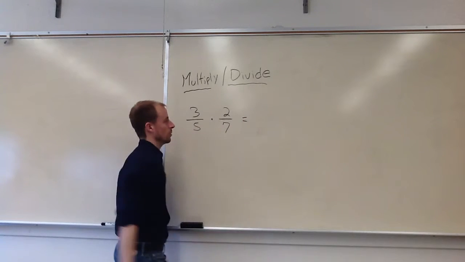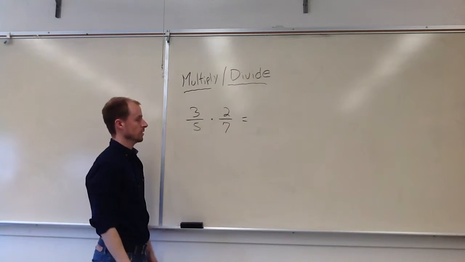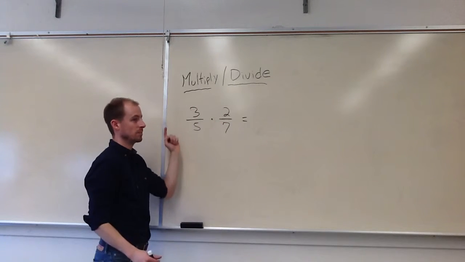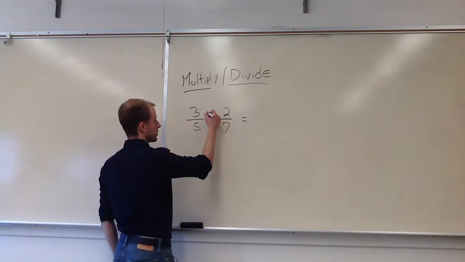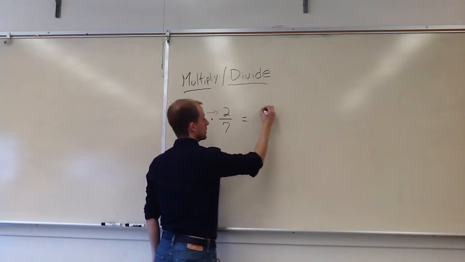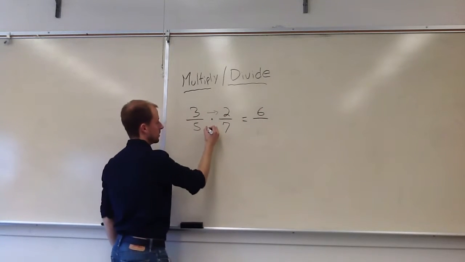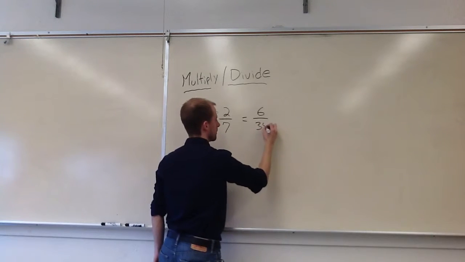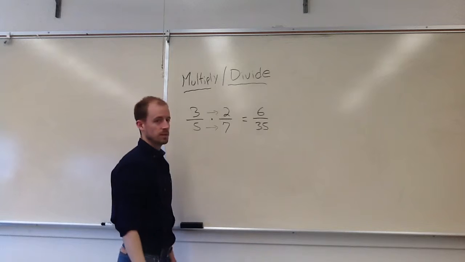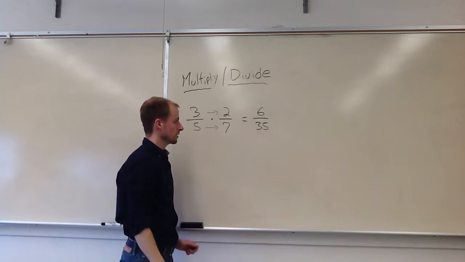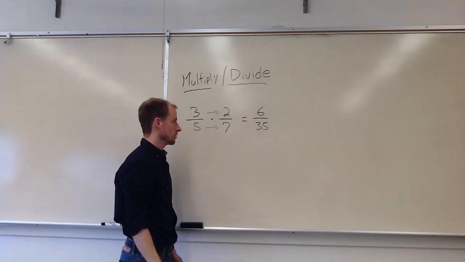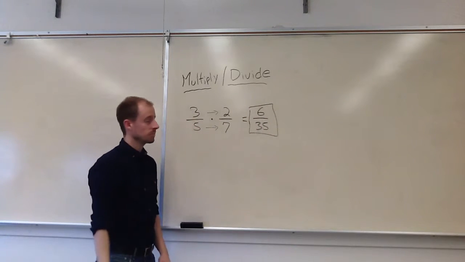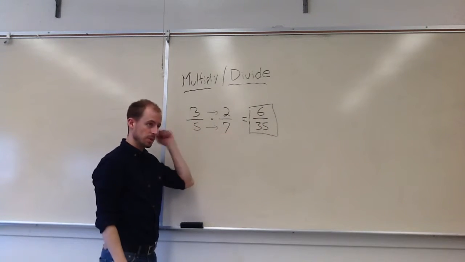What we do when we multiply two fractions is just multiply straight across. Numerator times numerator, denominator times denominator. So 3 times 2 is 6. Multiply 5 times 7. 5 times 7 is 35. And then simplify if possible, which doesn't look like you can. So that's your answer. It's that simple. Multiplying fractions: multiply the top, multiply the bottom.